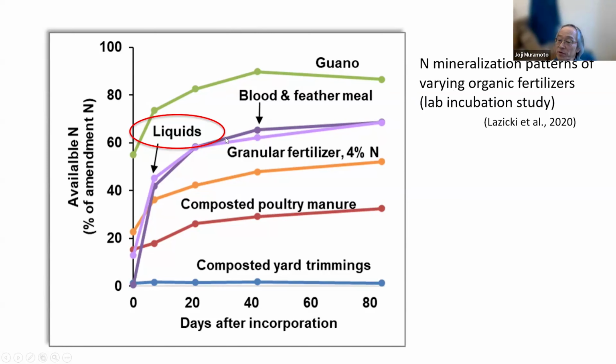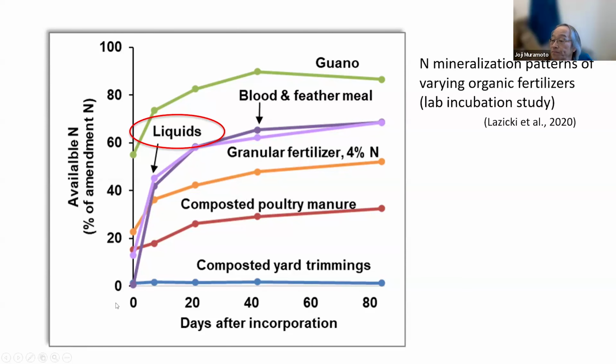So the liquid fertilizers in this experiment were an average of multiple liquid organic fertilizers. They contained about 10% inorganic nitrogen to begin with. Once you apply them into the soil, they are mineralized relatively quickly by microbes, and at the end of 80 days, about 60% were mineralized.